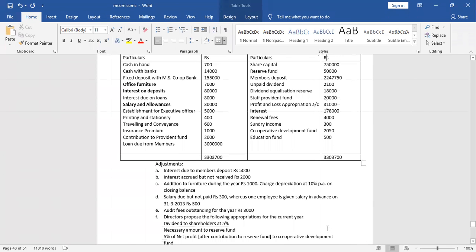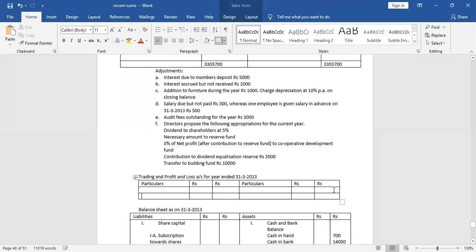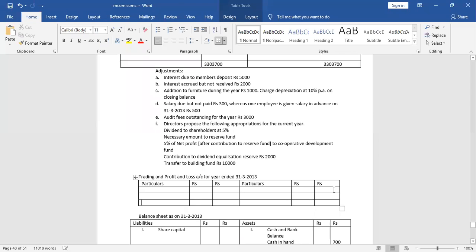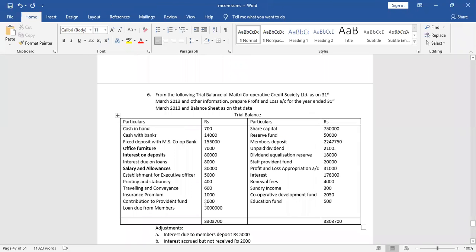Then we have interest on deposit. This is an expense we have to pay, but adjustment is there. So P&L account में we will write to interest on deposit 80,000.